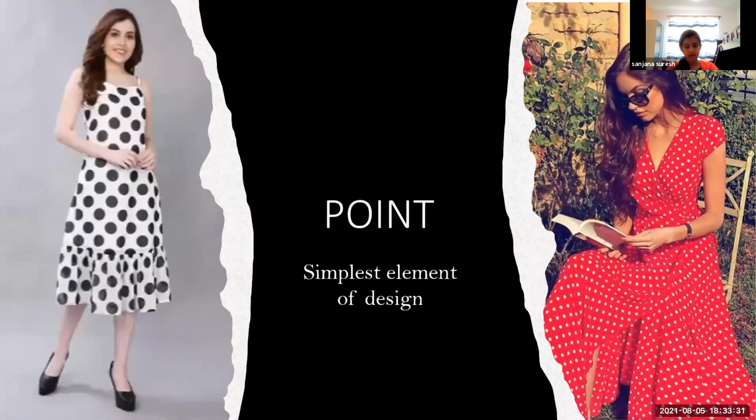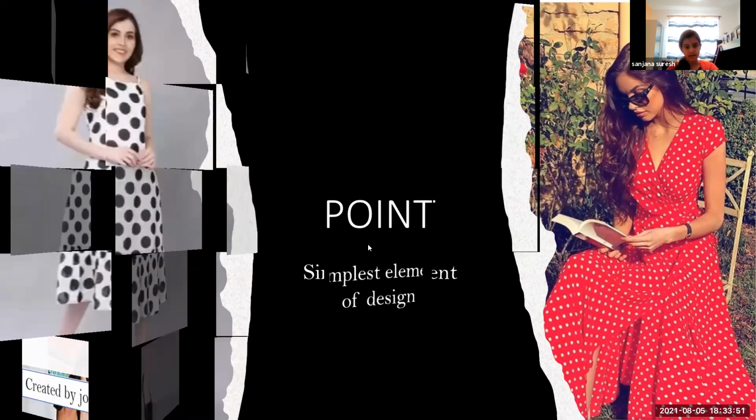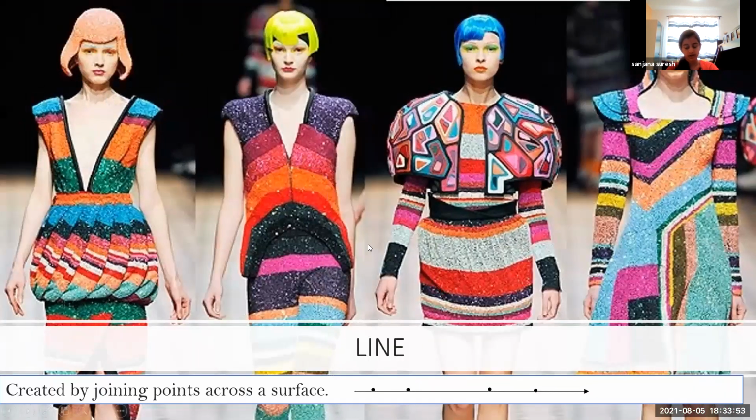So as you all know, a point or dot is something really simple to draw, hence it is called the simplest element of design. In this dress, you can see a color contrast here, black and white. Here the point is highlighted on this dress. So line, when 2 or more dots or points join together, it is called a line. It is created by joining points across a surface.